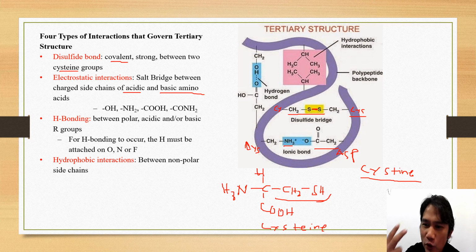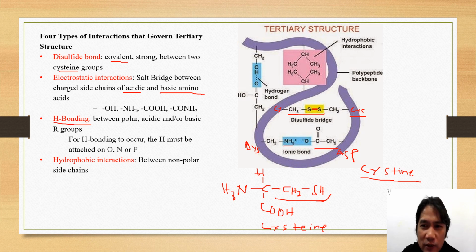Anyway, there are only two amino acids that have acidic side chains, glutamic acid and aspartic acid. So those two can form electrostatic attraction with lysine, okay, and histidine. The third type of interaction that governs the tertiary structure is called hydrogen bonding.